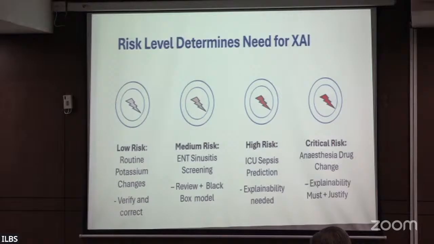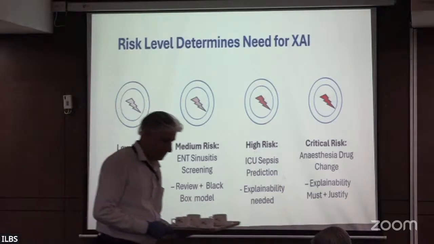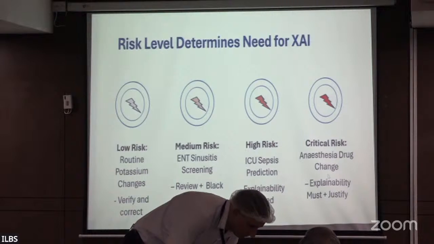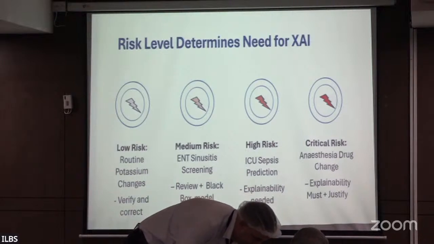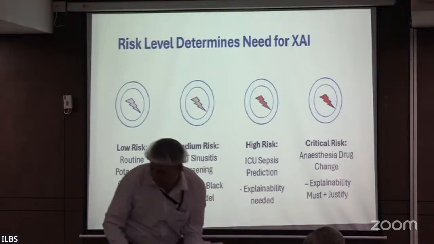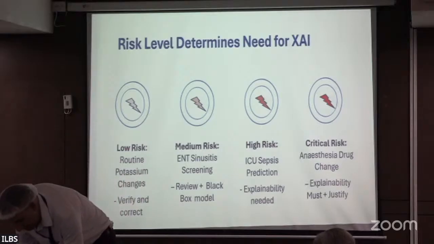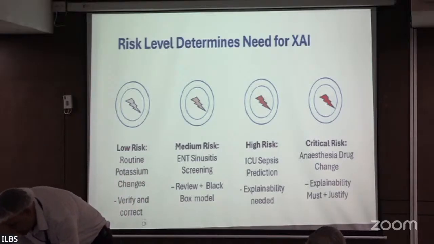So when and how will we use explainability? The risk level determines the need for explainability. Where the risk is very high, like ICU sepsis prediction or anesthesia drug change during surgery, these are highly important risk-associated situations. So here explainability is very, very much needed.